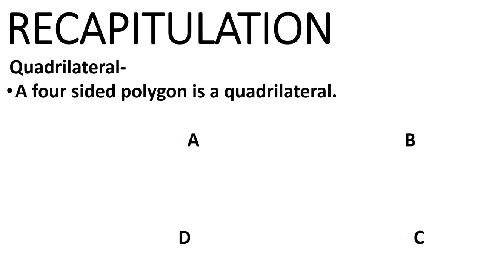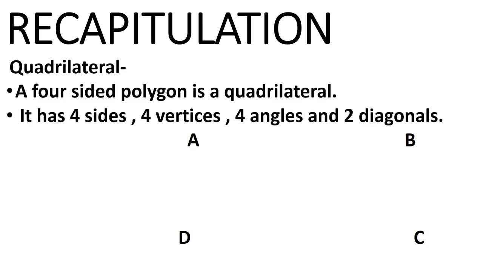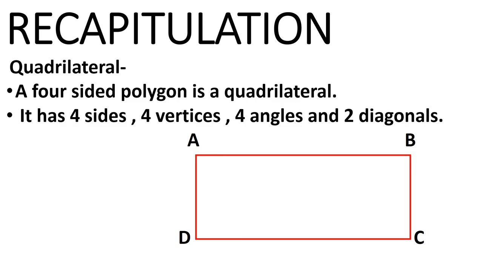First of all, we will recapitulate whatever we have done in lecture number 4. In lecture number 4, we learned about quadrilateral. A quadrilateral is a four-sided polygon. We learned this because it is a simple closed curve made only of line segments, and as it is made up of four sides, it is a quadrilateral. It has four sides, four vertices, four angles and two diagonals. ABCD is a quadrilateral here.